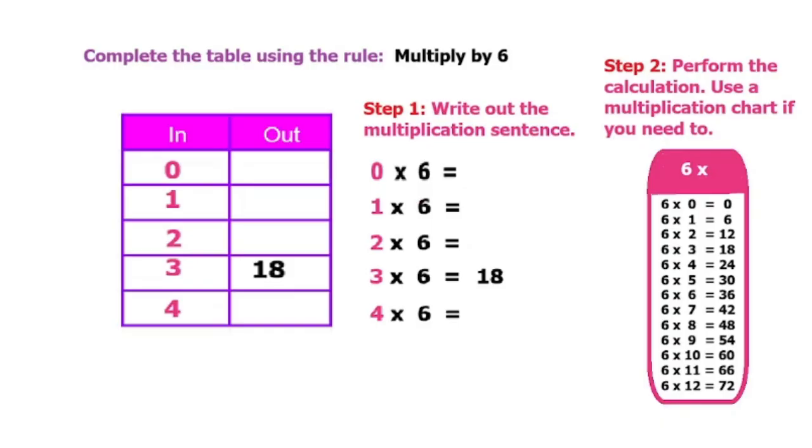So if we do the multiplication, 0 times 6 is equal to 0. We could see it from the chart. 1 times 6 is 6. 2 times 6 is 12. 3 times 6 is 18. And 4 times 6 is 24. And that's the answer to this question.